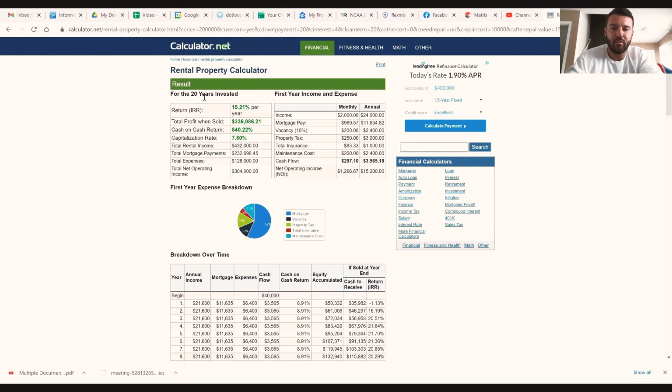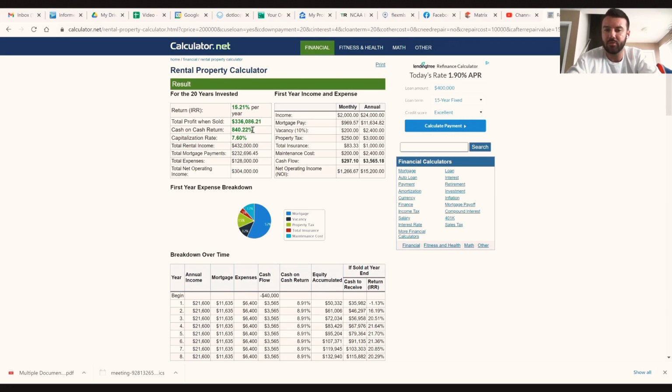For the 20 years invested, your internal rate of return will be 15.21%, which is awesome. The higher this number is, the better. And what IRR is, or internal rate of return, is the return on every dollar invested into this property over the time period that you own it. This is one of the better measurements in figuring out whether or not a property is a good investment.